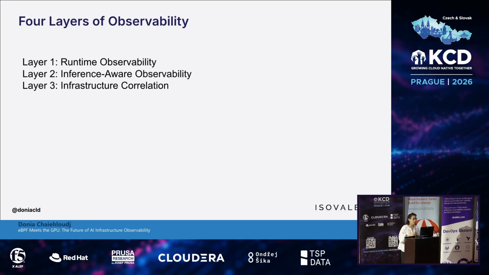We're going to talk about runtime observability, where we can trace the CUDA API, the GPU runtime library. We're going to talk about inference-aware observability, when you have an LLM request, and then from the user prompt, how it goes to a final token that is generated. And about infrastructure correlation, like Casper said this morning, you have a lot of metrics, but how can you put a context and understand what's happening?